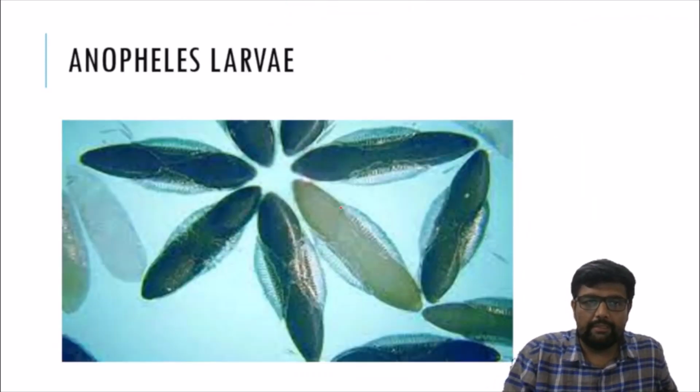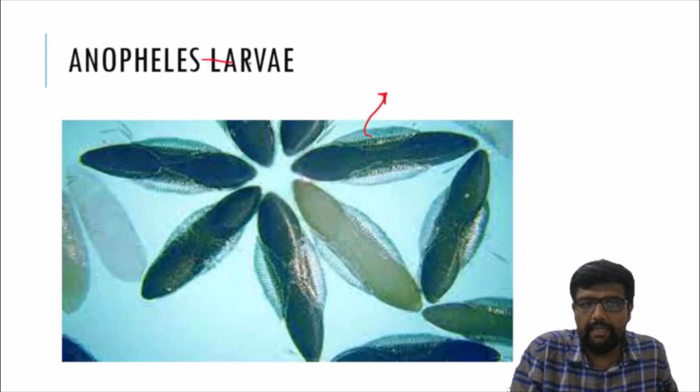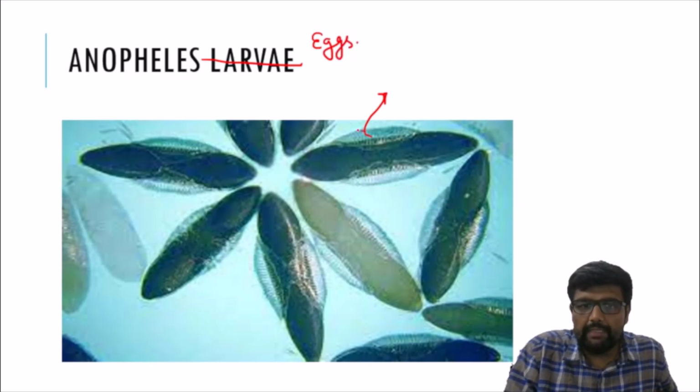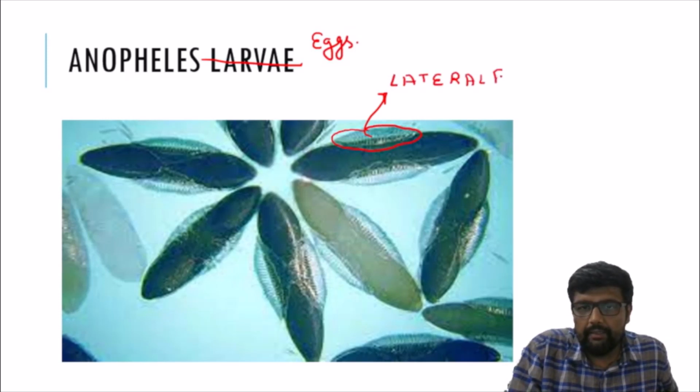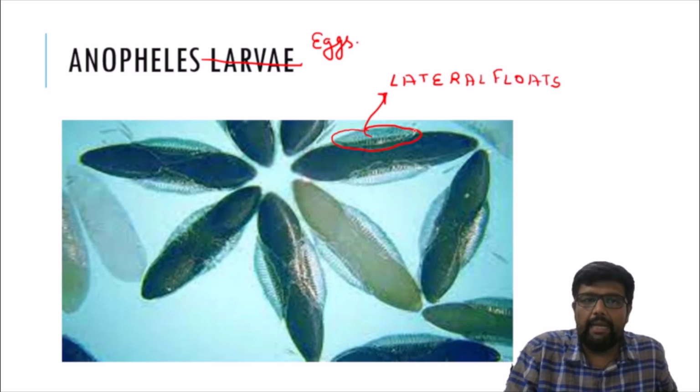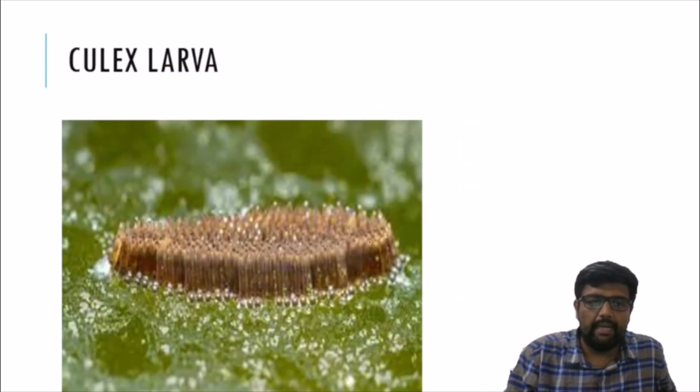Now let us see Anopheles eggs. These are Anopheles eggs. These Anopheles eggs have lateral floats. This is known as lateral floats. These lateral floats are absent in Aedes eggs.